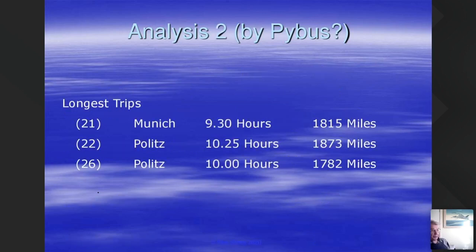The longest trips were to Munich in southeast Germany, 1,800 miles, 9.5 hours. And then towards the end of their tour, they did 2 trips to the Politz oil refinery, which is about 45 miles northeast of Berlin, just over the Polish border, where the Germans were producing artificial fuel from coal dust. And those trips were about 1,800 miles, and they were 10.5 and 10 hours.